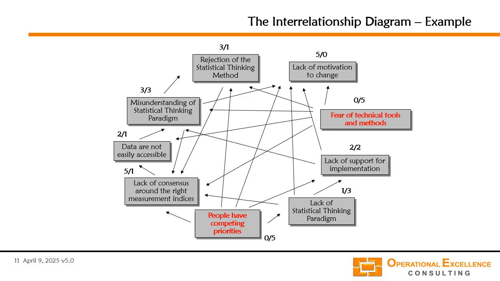By reviewing the final interrelationship diagram, the team has identified that the fear of technical tools and methods, and that people have competing priorities, impact many of the other headers. These 2 headers have no incoming arrows, but 5 outgoing arrows. Therefore, these 2 headers are potential candidates for the most likely causes the team needs to address to improve the use of statistical process control charts in some of their critical processes. The interrelationship diagram also shows that the lack of motivation to change is not so much a cause of the problem, but a symptom or result of some of the other headers. Thus, addressing some of the other headers will also improve employee motivation.